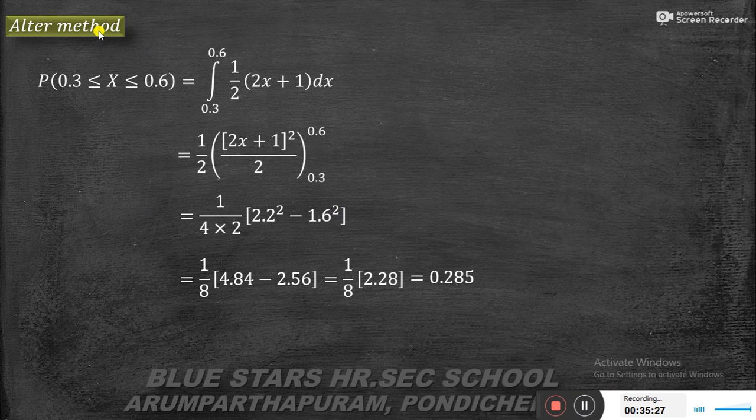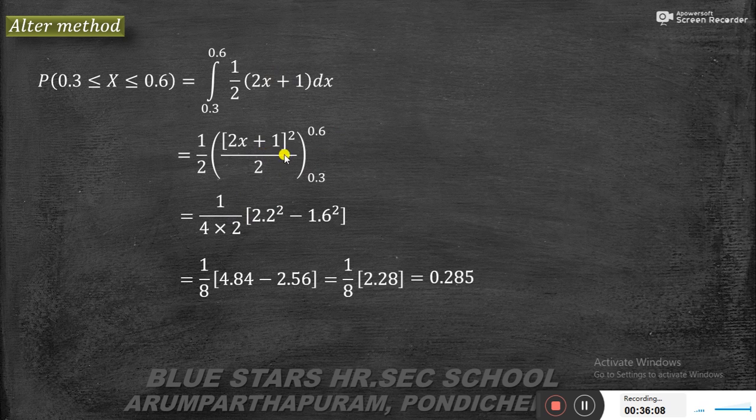Now we discuss the alternate method. The probability of 0.3 less than or equal to x less than or equal to 0.6 means the integral from 0.3 to 0.6 of small f of x, which lies in the second interval, where the function is 1 by 2 into 2x plus 1. Now I integrate: 1 by 2 into the integration of 2x plus 1, which is 2x plus 1 whole square by 2, with limits 0.3 to 0.6.